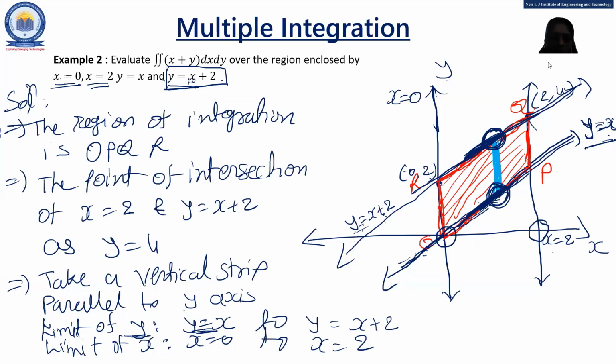And for the limit of x, you have to check your region's leftmost point and rightmost point of x. This is your specified region, the red part. The red part's leftmost point is this, and the rightmost point is this, right? So from the leftmost point, your x is 0, and from the rightmost point, your x is 2. That's why your limit of x is 0 to 2.